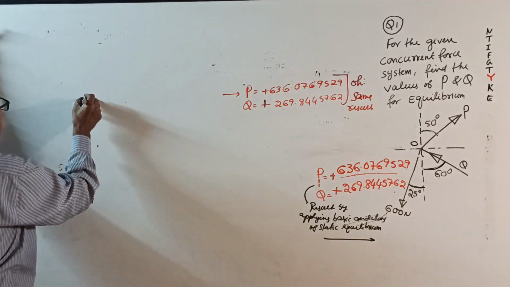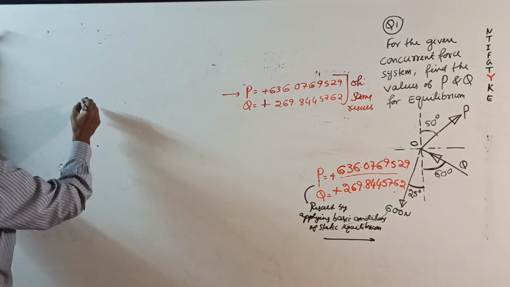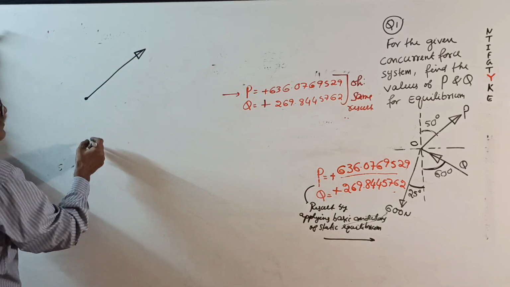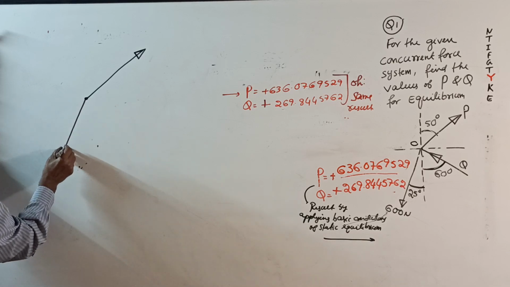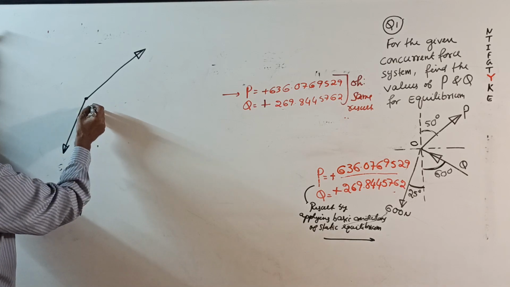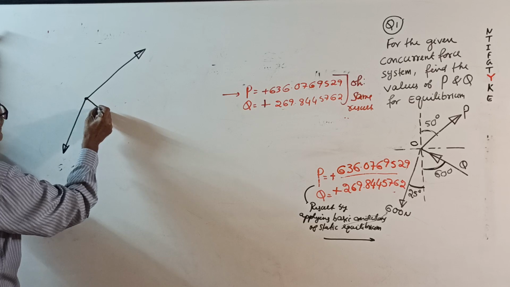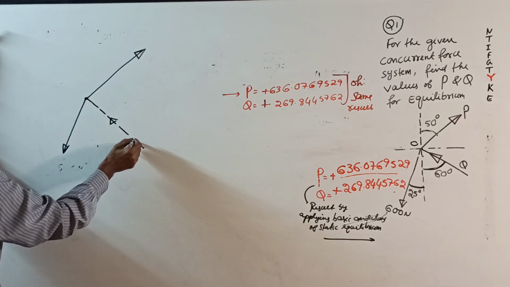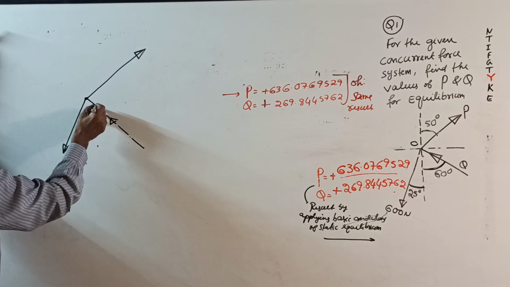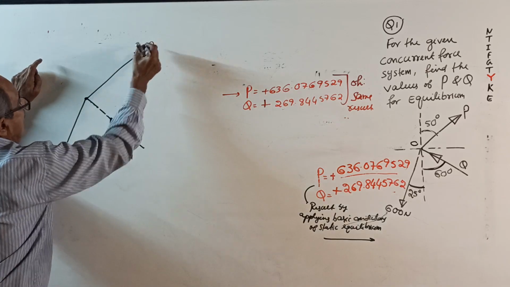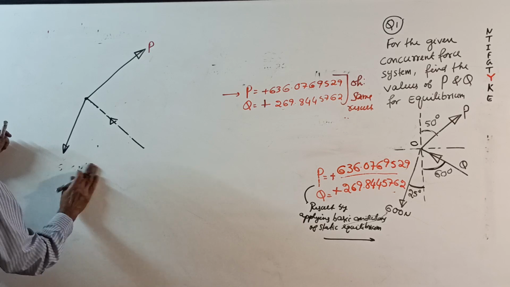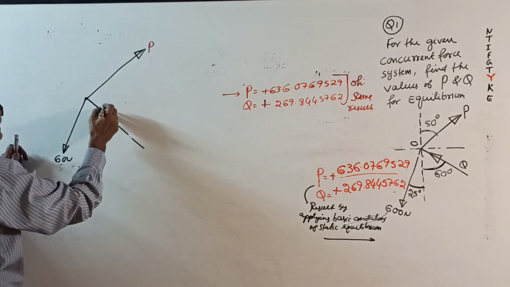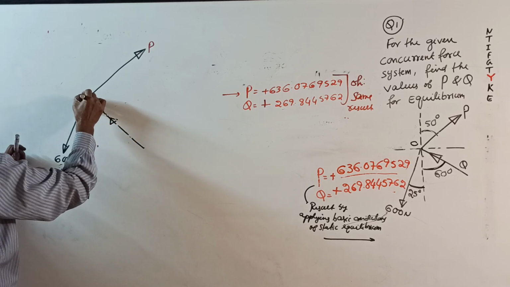Consider joint O. Force P is this way. The other force is this way. Correct. This other force is this way. Do one thing. You shift it here. This is P, this is 600, right here. These two are outgoing. This is incoming. Do one thing. Right, this way.